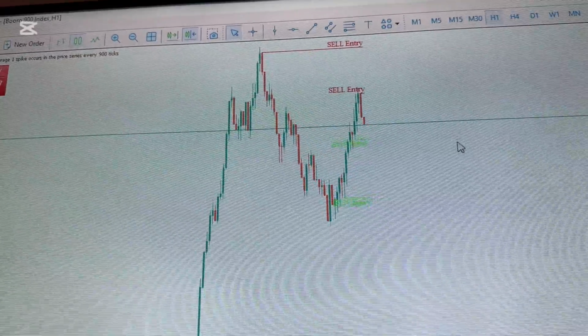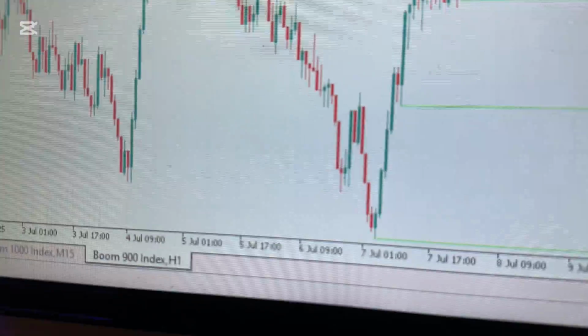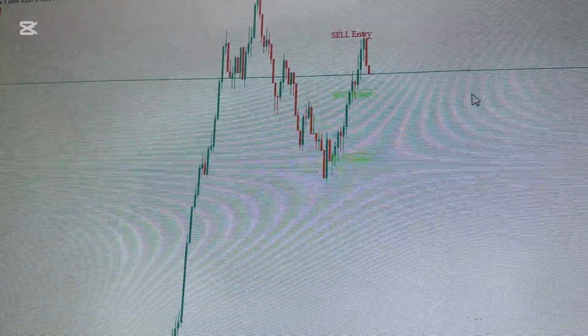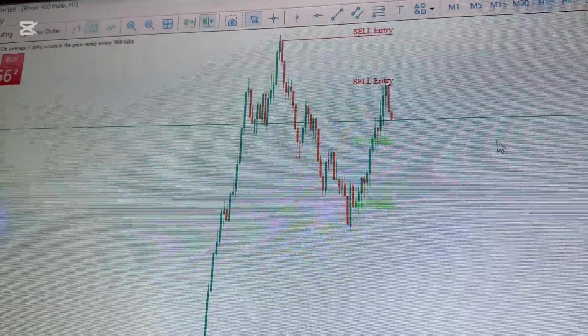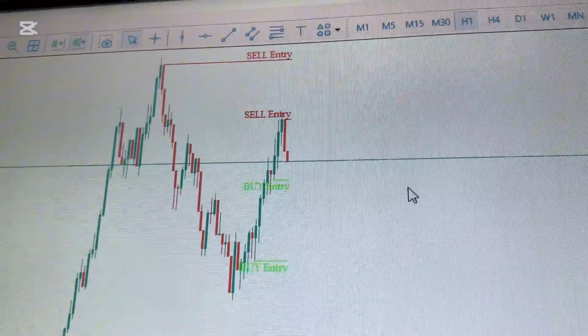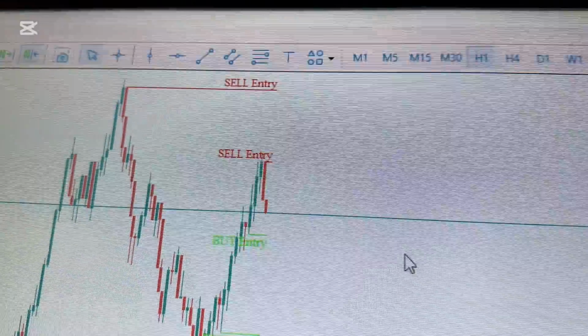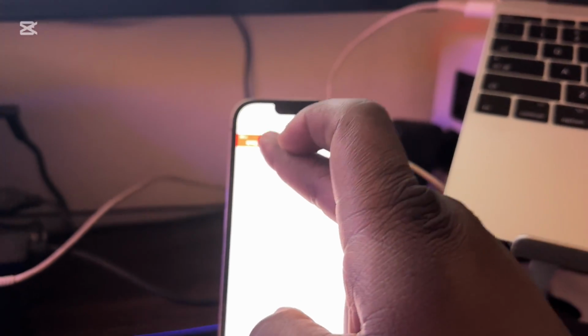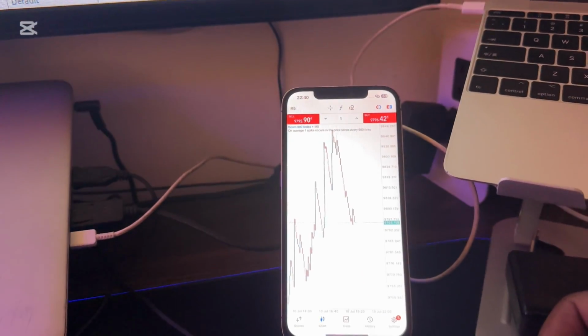So the indicator just gave us a sell entry on boom 900 right there, and we are going to take advantage of that signal that we got from our latest indicator. As you can see, that's the sell entry, and we're going to enter some positions right here and just secure our positions just like that.